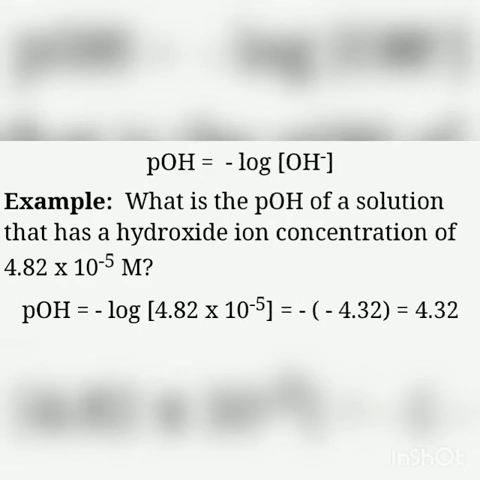Say, well, what is an example? What is the pOH of a solution that has a concentration of 4.82 times 10 to the negative 5 molar? Well, simple. We'll show here pOH equals minus log, parenthesis, 4.82 times 10 to the minus 5, parenthesis, equals negative of the parenthesis negative 4.32, parenthesis, equals 4.32. Pretty much you're just taking the symbol away, turning a negative number into a positive number. That way you can finally determine the pOH of that element, which is great.